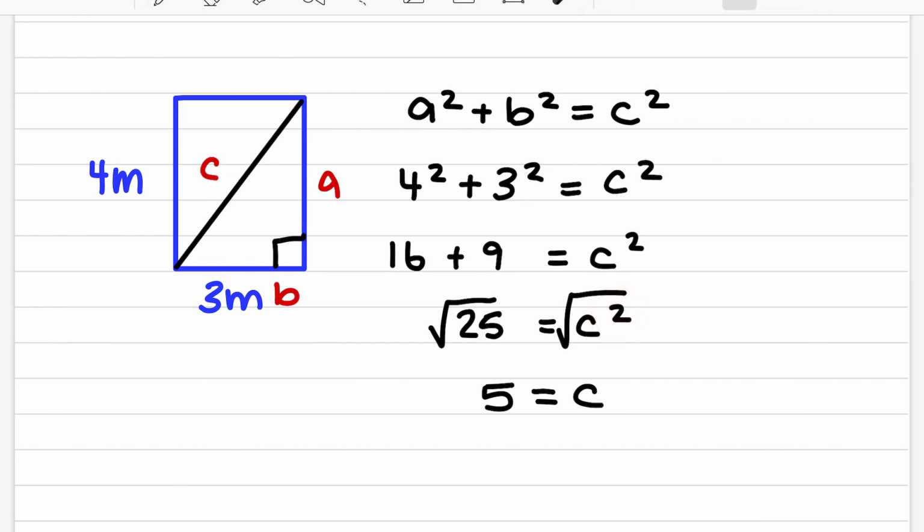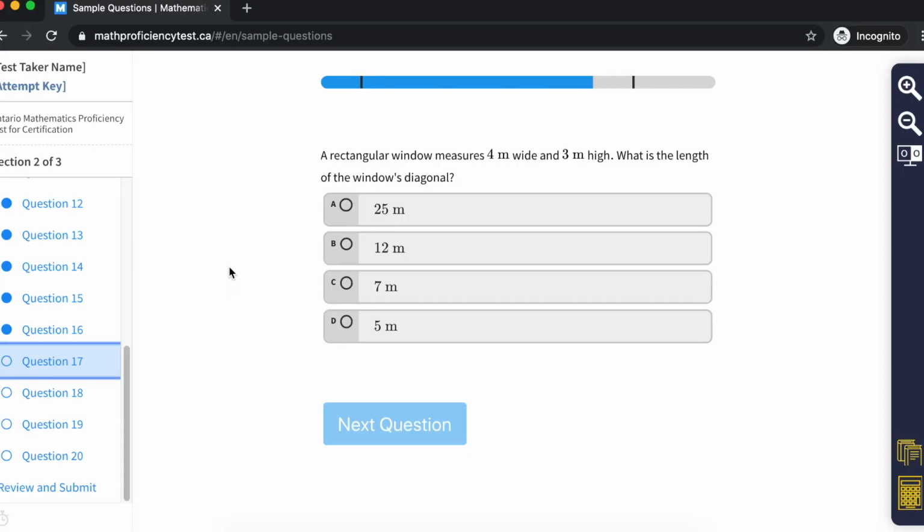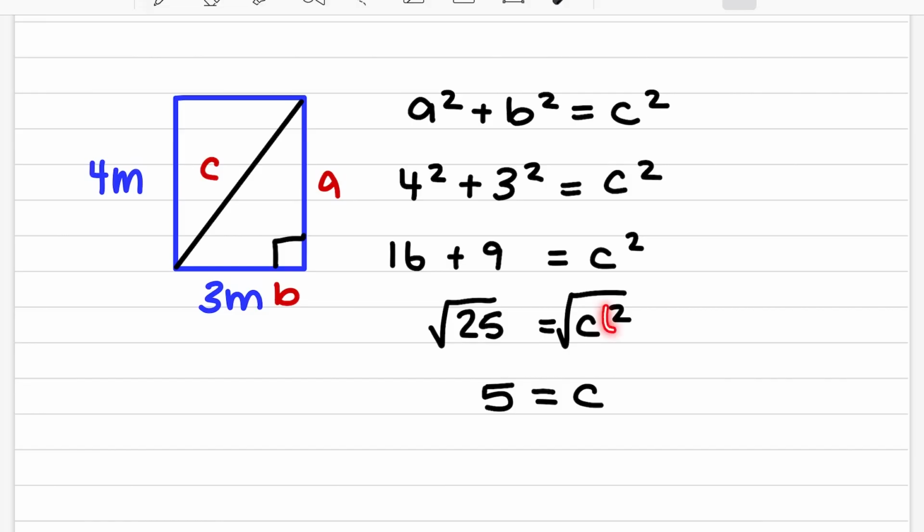And we know that 5 times 5 is 25. So our diagonal is 5 meters across. And be careful, option A here is 25, but that's the answer if we had not gotten rid of this square. So just be careful of that.